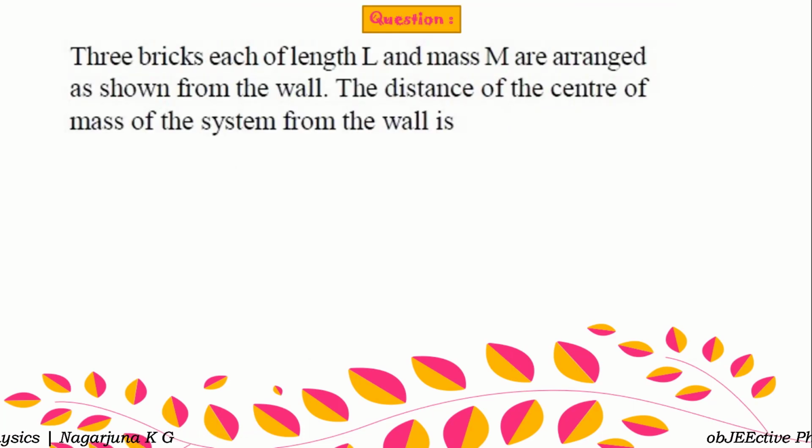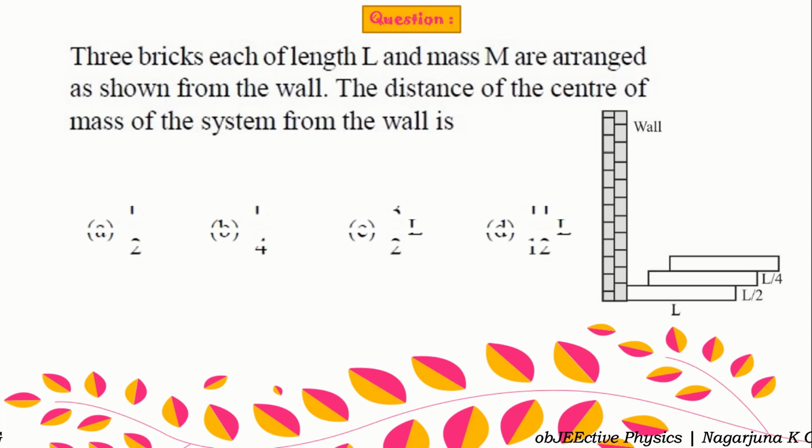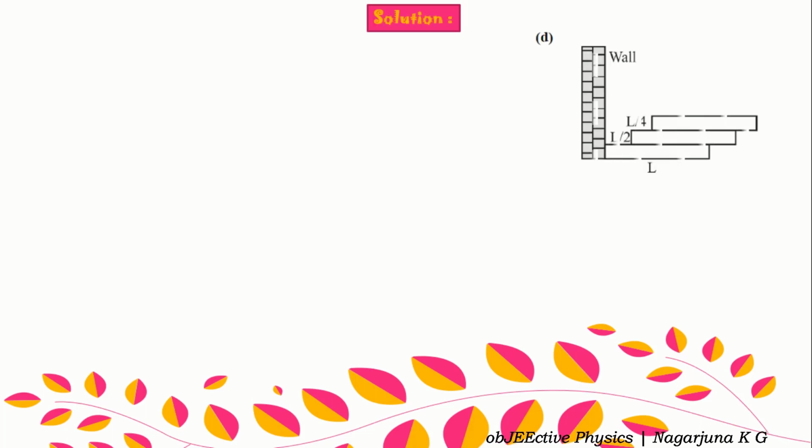3 bricks, each of length capital L and mass capital M, are arranged as shown from the wall. The distance of the center of mass of the system from the wall is. Observe the diagram, options and solution.